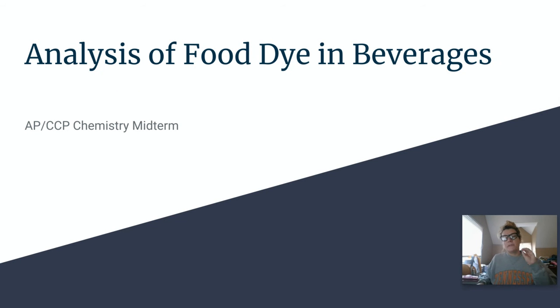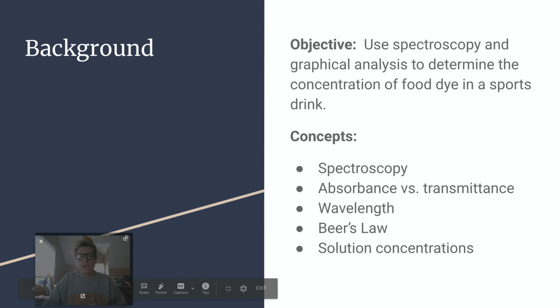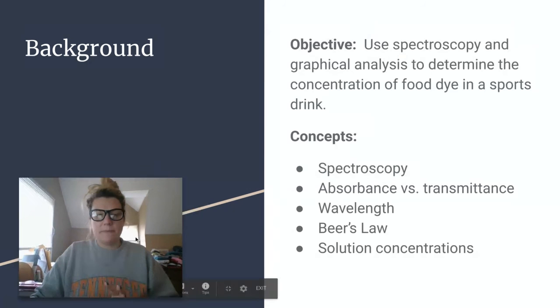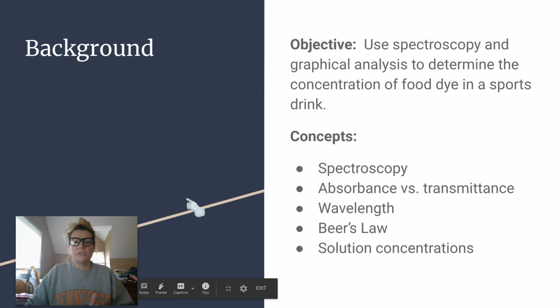Okay, so this is going to be the first part of your lab. In place of taking a midterm, you're going to do a formal lab write-up. The lab that we're going to do for your midterm is known as the analysis of food dye in beverages. Just a little bit of background, because there's some information in here that we have not talked about yet, and that's fine because it's pretty straightforward. So let's go ahead and see what we're actually going to be doing.